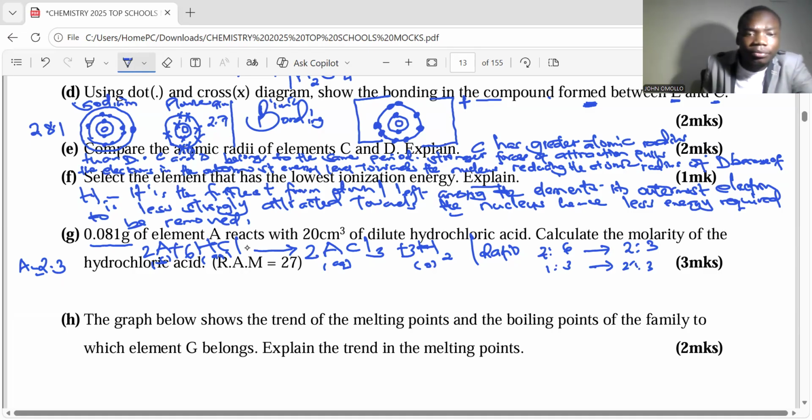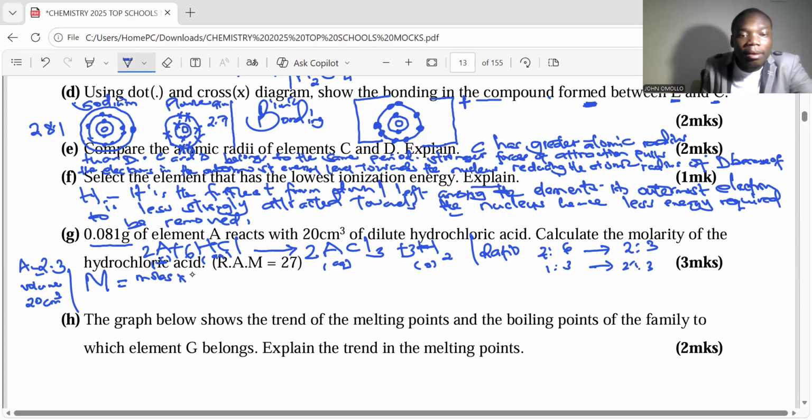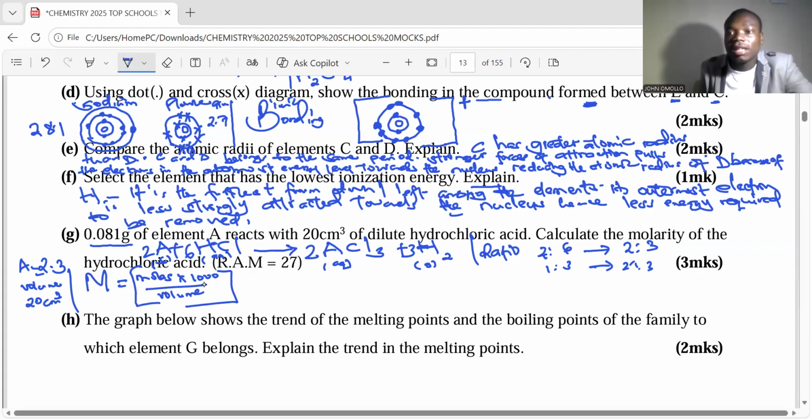Let's continue. A reacts with 20 cubic centimeters of dilute HCl. Calculate the molarity. What is molarity? Molarity is found by getting moles times 1000 all over volume. Mark this formula. Molarity, capital M, is gotten by multiplying moles times 1000 all over volume. Correct. So let's dive in.